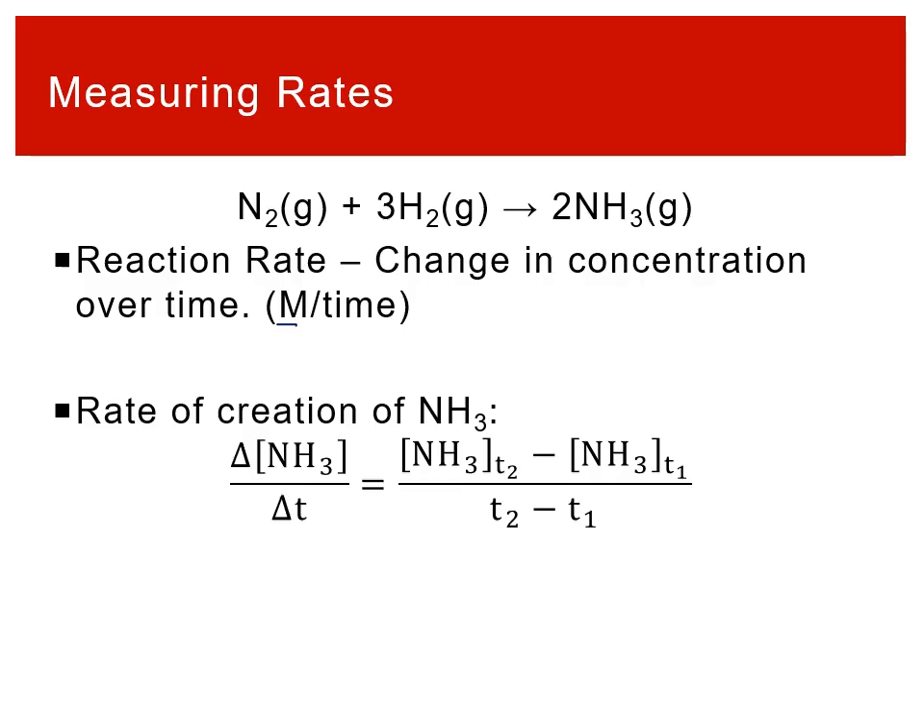So for example, if I want to look at this reaction, N2 plus 3H2 gives me 2NH3, I want to characterize the rate of creation of NH3. How rapidly is NH3 being created? And so I want change. This delta here is always going to imply change. Remember, the square brackets are the molarity of that compound, so the molarity of ammonia, divided by the change in time, delta T. In this case, these deltas just mean differences, so it means subtraction.